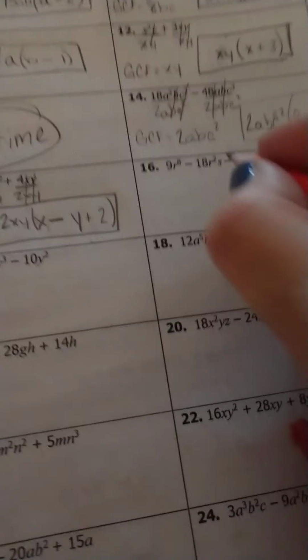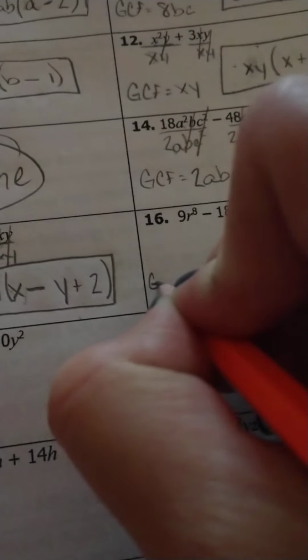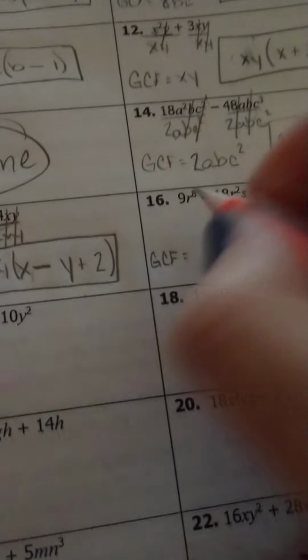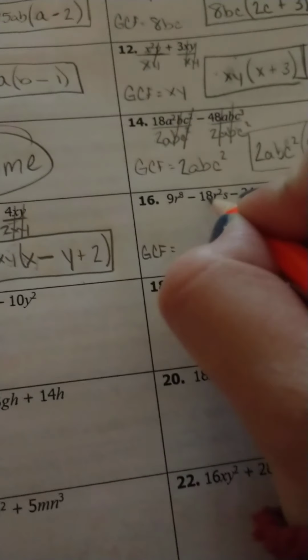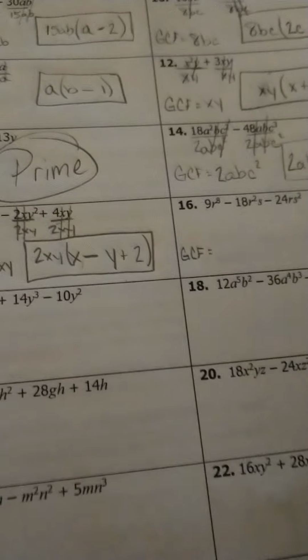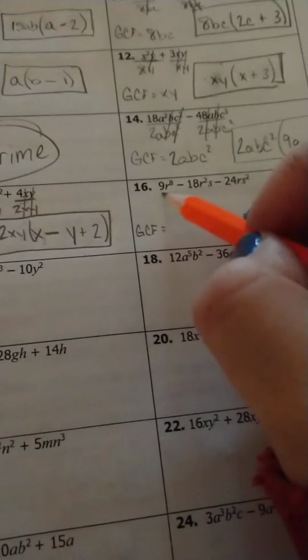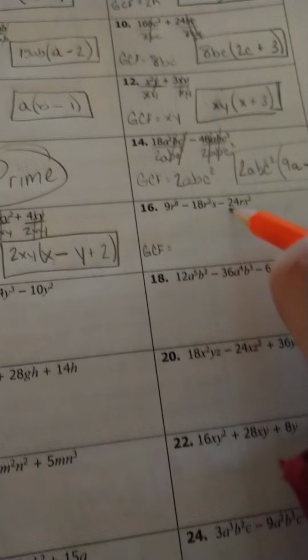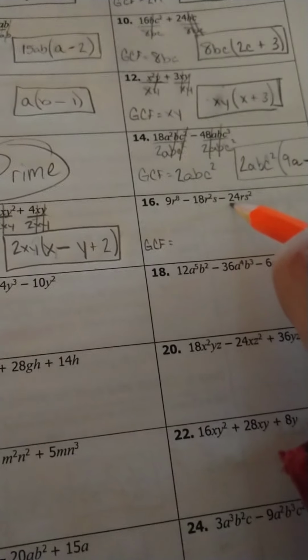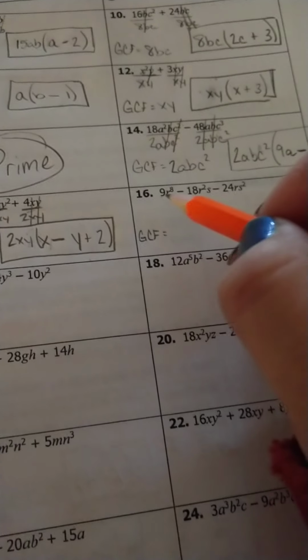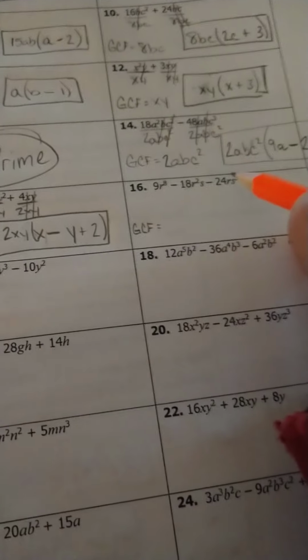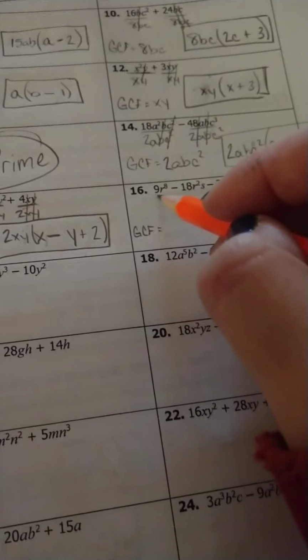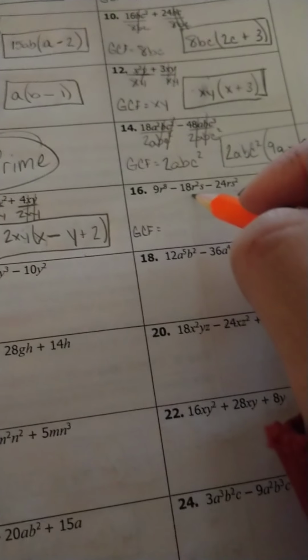So number 16, we need our GCF. We're writing really small. You've got 9, 18, and 24. Go with your smallest number. Our smallest number is 9. Does 9 go into 18? Yeah. Does 9 go into 24? No. So our GCF is not 9. Our factors of 9 are 1, 3, and 9. So go with 3 instead. Does 3 go into 9? Yes. Does 3 go into 18?